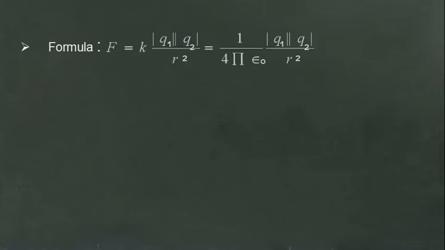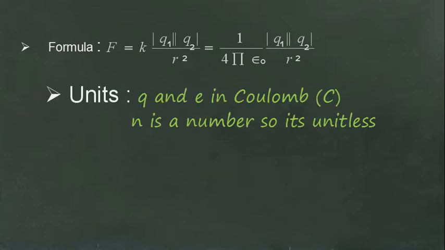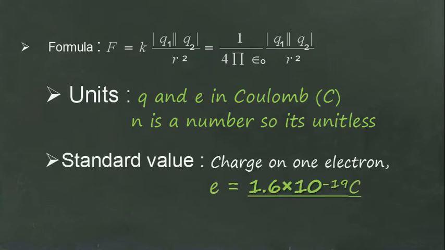Now formula number 2, that's Coulomb's law. F is equal to K Q1 Q2 by R square is equal to 1 upon 4 pi epsilon 0 Q1 Q2 by R square. Units: Q and E in coulomb and N is number, so it's unitless. R in meter. Here the standard values: E is equal to 1.6 into 10 raised to minus 19 coulomb and K is 9 into 10 raised to 9.